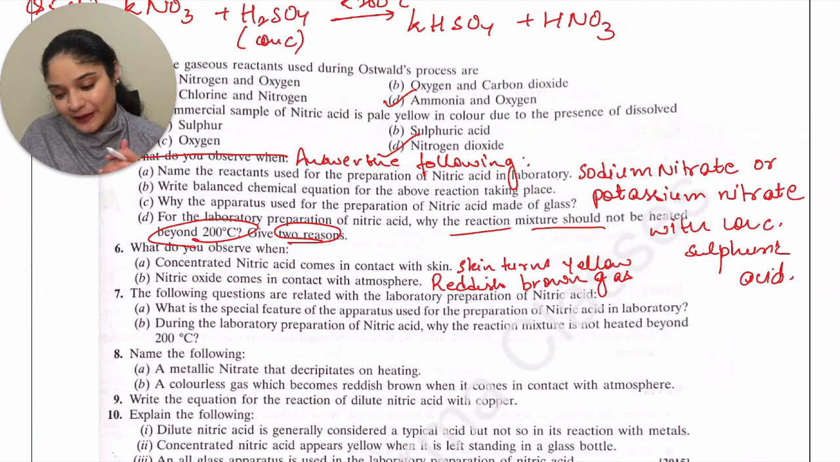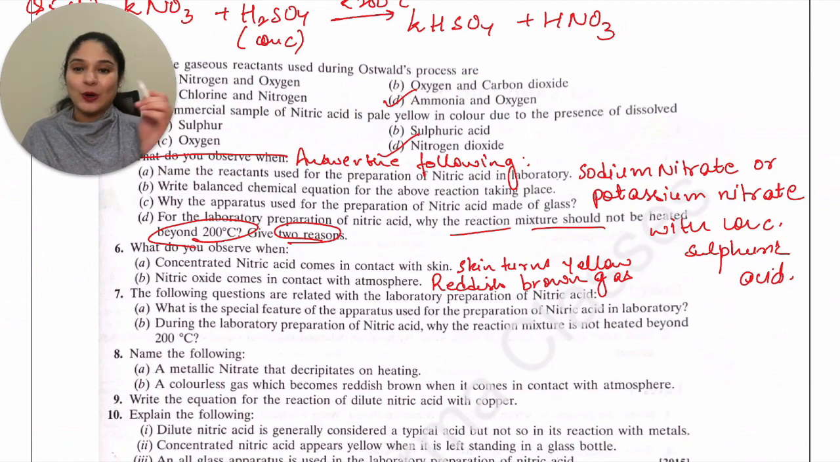During the lab preparation of nitric acid, why is the reaction mixture not heated beyond 200 degrees Celsius? We just discussed it. First, sodium sulfate is very sticky and the apparatus gets damaged. And the second is that nitric acid has a tendency to decompose at a higher temperature.